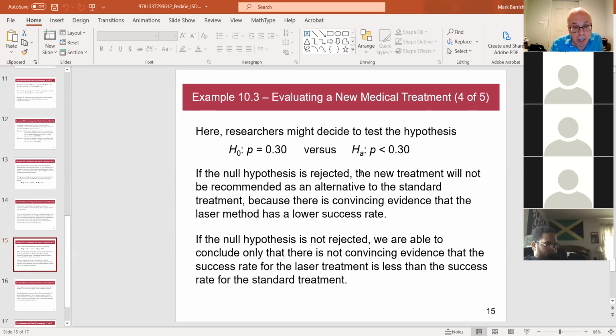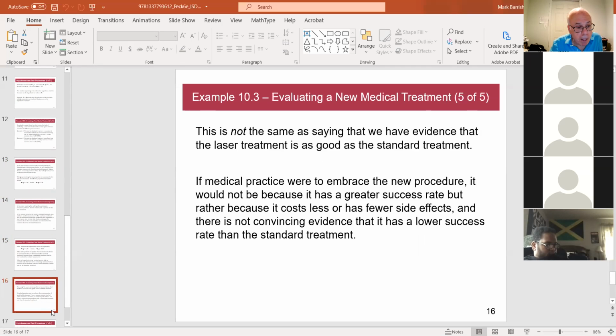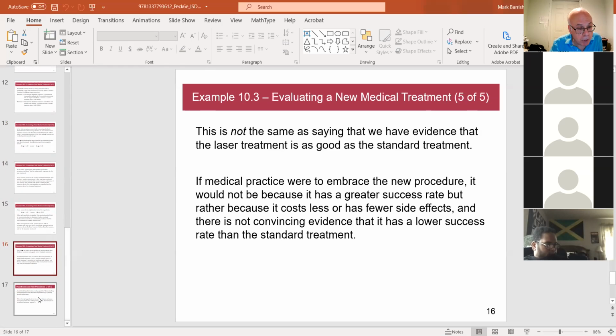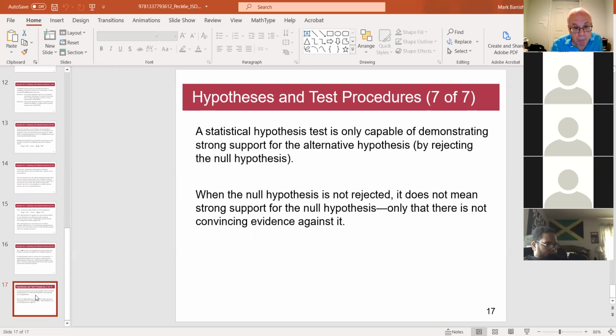All right, and here's again a left tail test. This is another one. And again, you can read through the slides. These are just examples of the same thing.